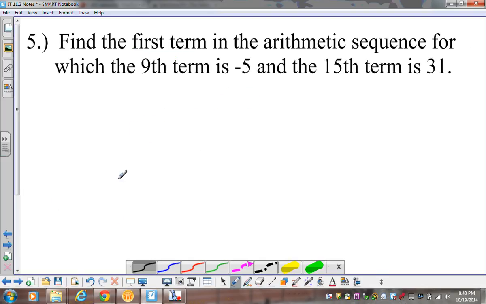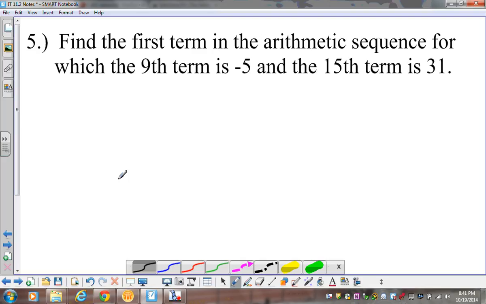They want me to actually find the first term here in the arithmetic sequence. However, they don't give me the very similar information they did before. Before, they gave me a specific term and then they gave me a common difference. Here they just give me two specific terms. So what I'm going to have to do is use these two terms to help me find my common difference. Then I can use that in one of these terms to find my first term.